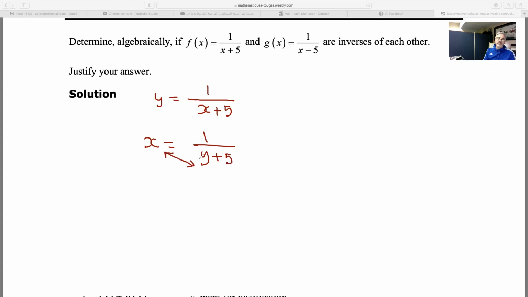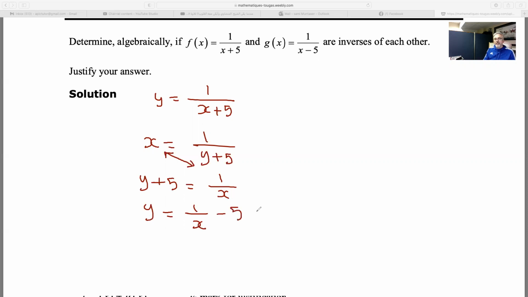So what I'm going to do is move the y plus 5 to where the x is, and the x comes where the y plus 5 is. I call this free trade. So y plus 5 equals 1 over x. And then just move the 5 to the other side. So I have 1 over x minus 5.